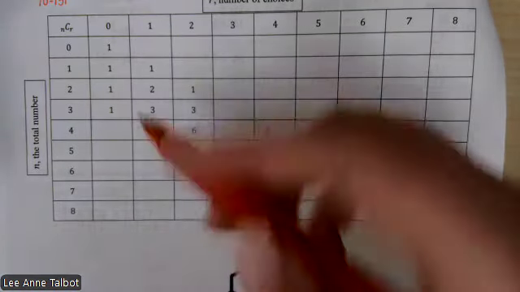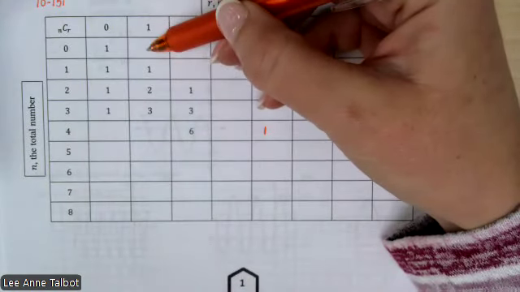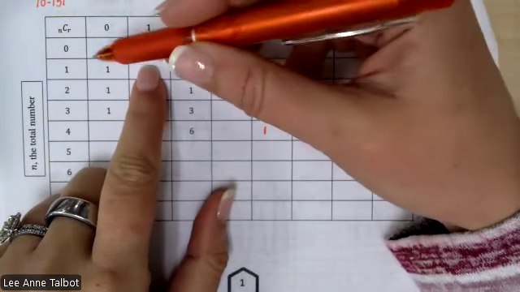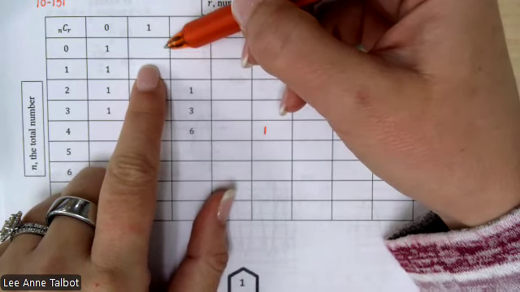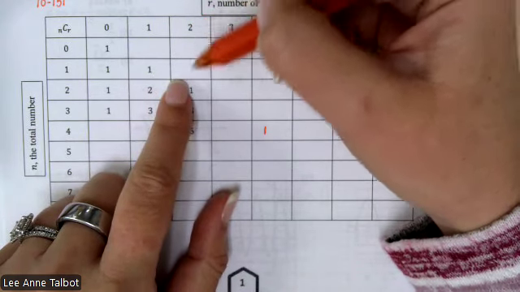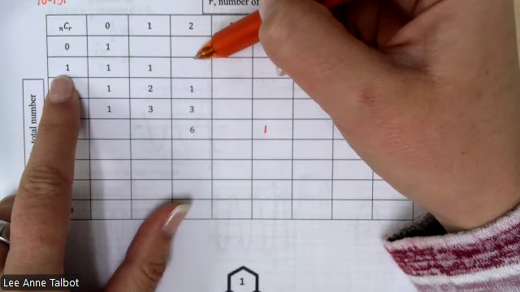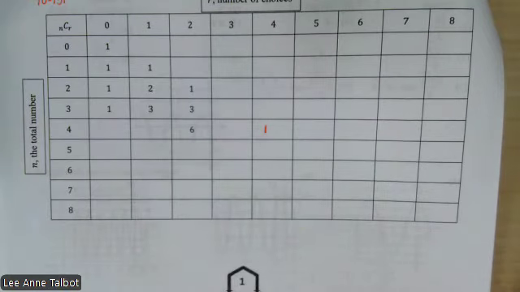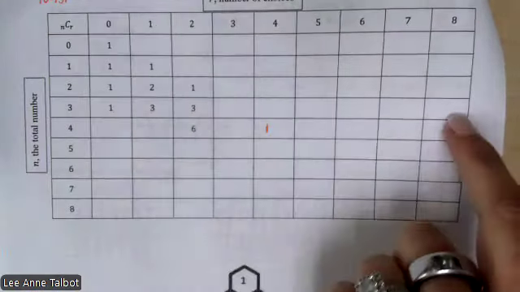Now notice here, there's nothing. How many groups of 1 can I make out of 0 objects? That doesn't even make sense. How many groups of 2 can I make out of 1 object? It's nonsense. Doesn't make sense. That's why these boxes over here are not going to be filled in.